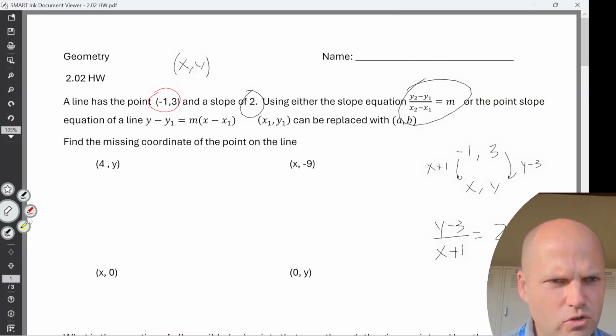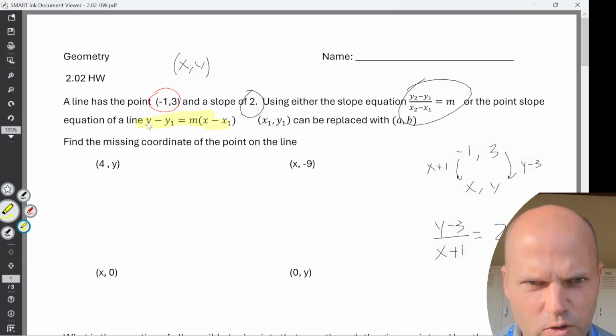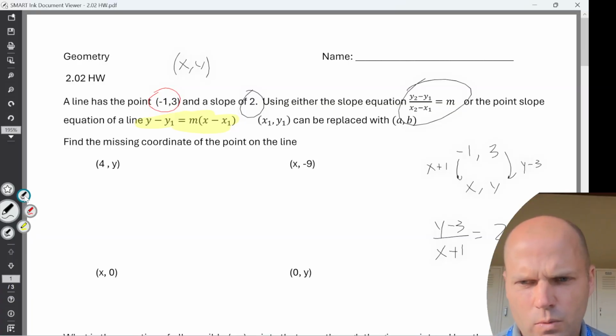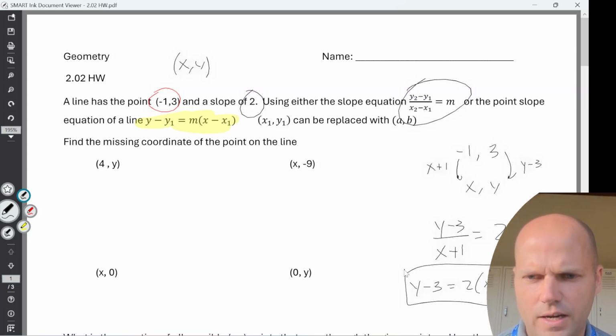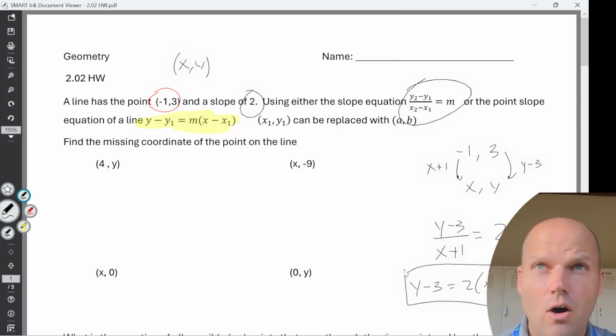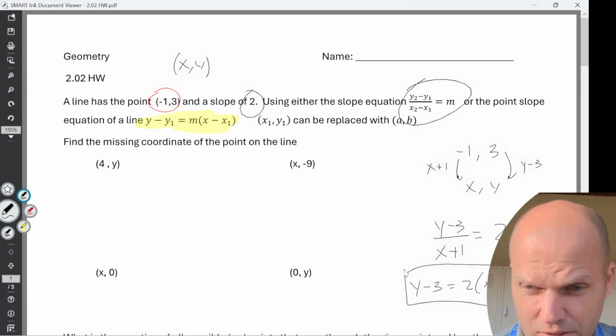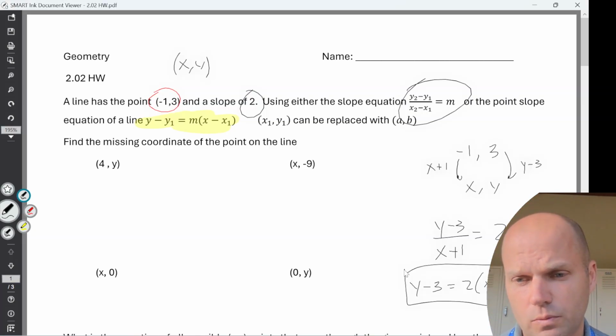Or we can go straight to what's called the point-slope version of a line, which is, after multiplying by x plus 1, we say, what are the y's and the x's that work in this equation? This is the equation of a line that has all x, y points that are connected with the point (-1, 3) that have a slope of 2.